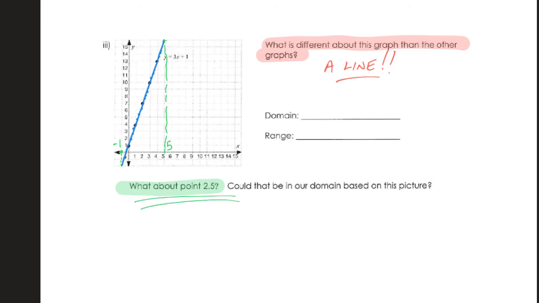Do I have a point with an x value of 2.5? Sure, that would be exactly between 2 and 3. So if I went up from there, yep, I have a point on that line. And so what I need to say then is that my x's can be anything between -1 and up to 5. So I'm going to bring back my good old inequality symbols and say x could be anything greater than -1 and less than 5.